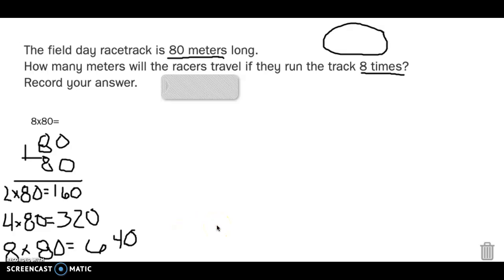And what would my label be? What are we measuring in? Well, it was 80 meters long, so total distance traveled would be 640 meters, or we can put M for meters. That is wonderful. Okay, I need you to open up now to journal page 255.